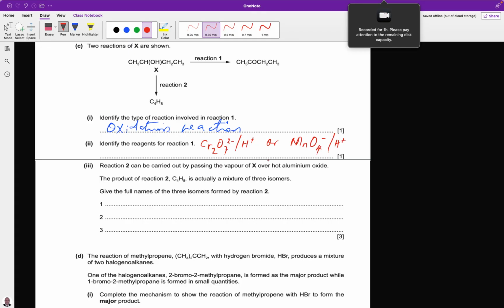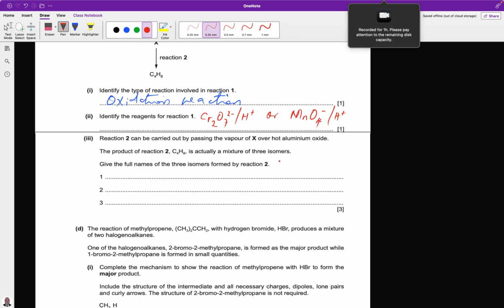You can do this or this one, or you can write in words. No problem, if the space is there. And number 3, reaction 2 can be carried out by passing the vapor over hot aluminum oxide.